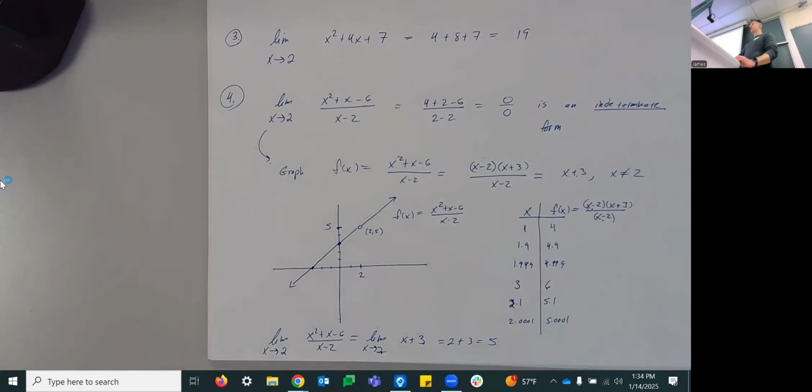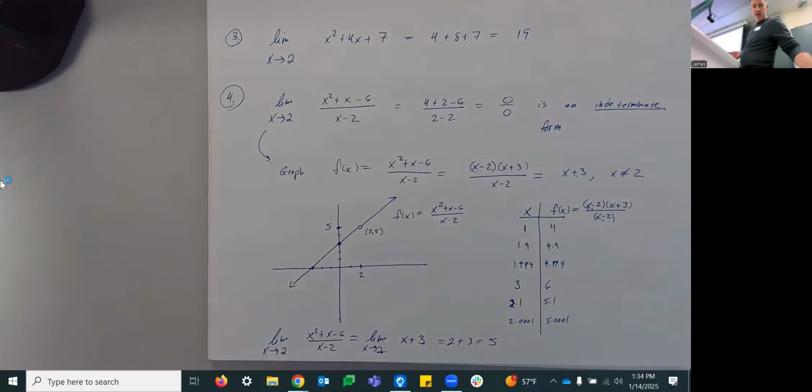A lot of the limits we're going to encounter are what we often refer to as the 0 over 0 types of limits, or indeterminate forms. There are other indeterminate forms as well. For now, we're mostly going to stick with 0 over 0 types because that's what we see a lot of, especially leading up to the definition of the derivative. So let's practice some of those.